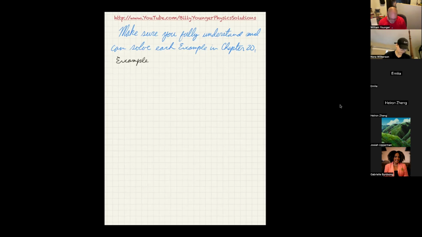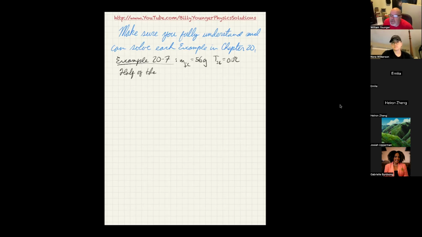This is example 20-7 from your book. It says the mass of the ice cube, which I'll label IC because obviously IC means ice cube, is equal to 56 grams. And the temperature of the ice cube is equal to 0.0 degrees Celsius. And after a few minutes, placed in a paper cup, exactly half of the mass, half of the 56 grams of ice has melted.